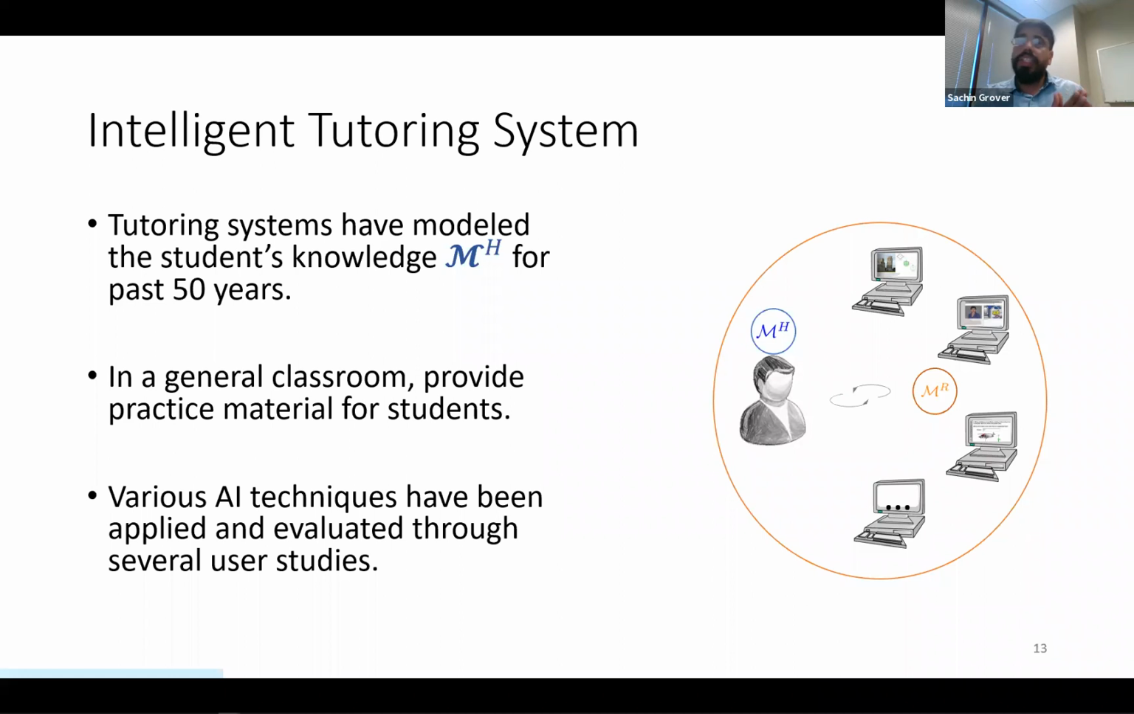Just to give a background, why intelligent tutoring systems? My master's thesis was more oriented towards intelligent tutoring systems under Dr. Van Lane. It has a very broad history of 50 years of work where they have tried to model how students learn, how students work, basically having an interaction to understand that human model. These systems have been applied to general classroom settings where they are used by teachers to provide material to students. Over time, they have also applied a lot of AI techniques to track the student model, to provide them questions, and so on. And they have evaluated through a lot of user studies.